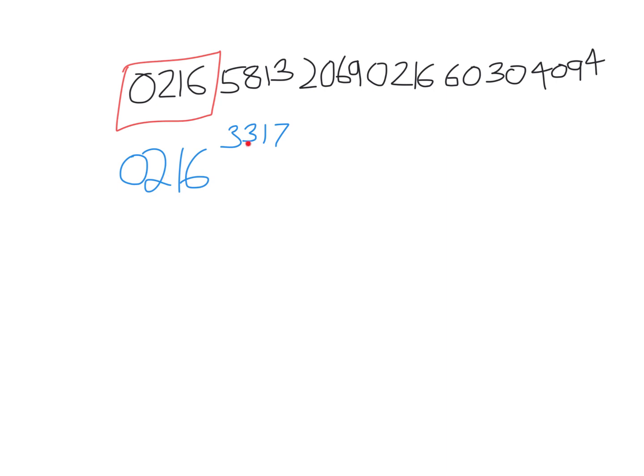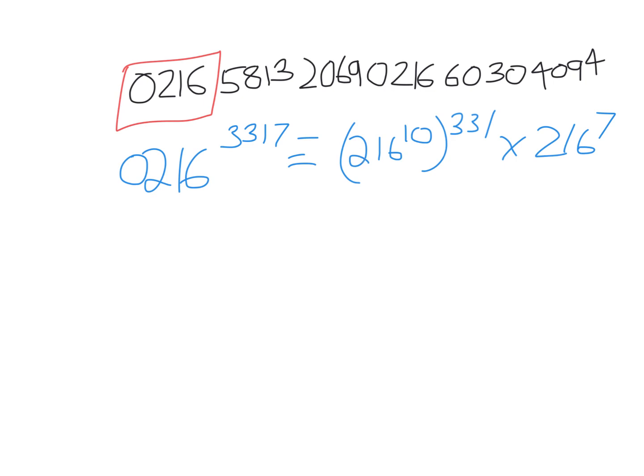216 to the power of 3317 is too big for something like Symbolab to use, so we can break it up. We have 216 to the power of 10, to the power of 331. That's 216 to the power of 3,310, so I need another lot of 216 to the power of 7. It turns out that 216 to the power of 10 is equal to 2675 modulo 6319.